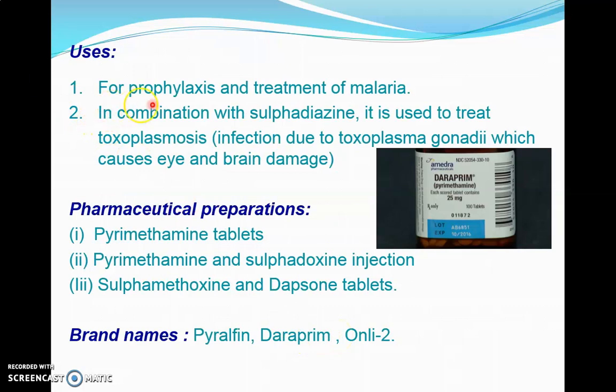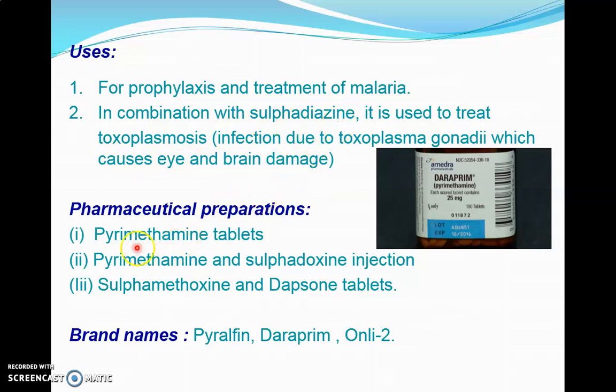Next, uses. It is used for the prophylaxis and treatment of malaria. In combination with sulfadiazine, a sulfa drug, pyrimethamine is used in the treatment of toxoplasmosis. Toxoplasmosis is an infection due to Toxoplasma gondii, which causes eye and brain damage, and is actually a severe infection. So for the treatment of toxoplasmosis, pyrimethamine in combination with the sulfa drug sulfadiazine can be used.